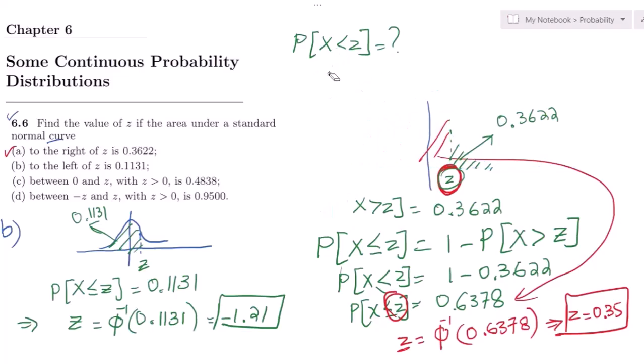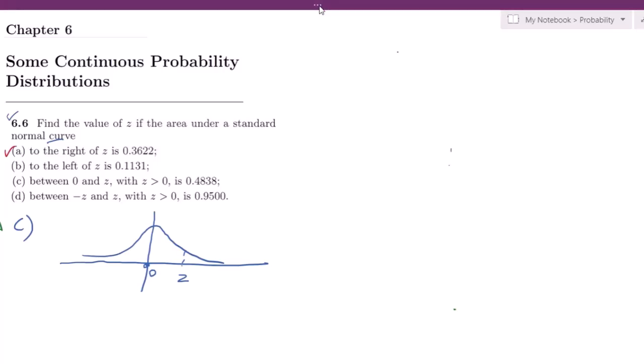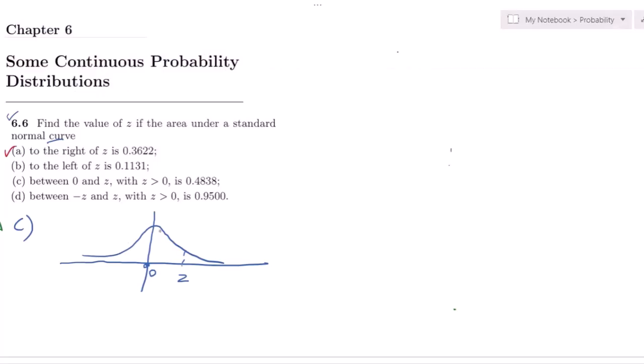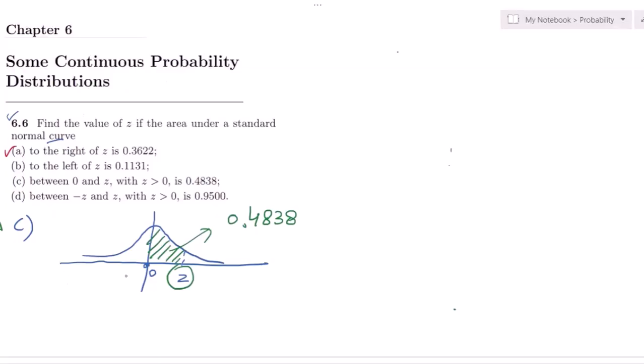Let me remove them now. For part C, the probability between 0 and z, with z greater than 0, is 0.4838. What does it mean? That we have here this distribution. So it is from this point, which is 0, up to this, which is z. So this is now the area, and this is 0.4838.